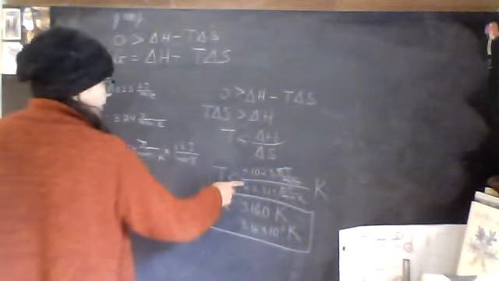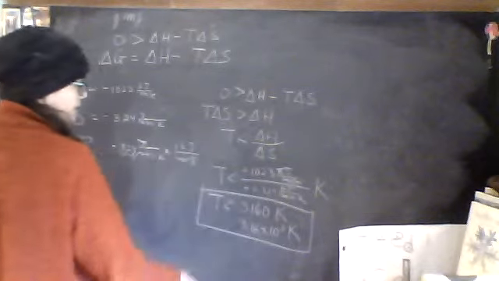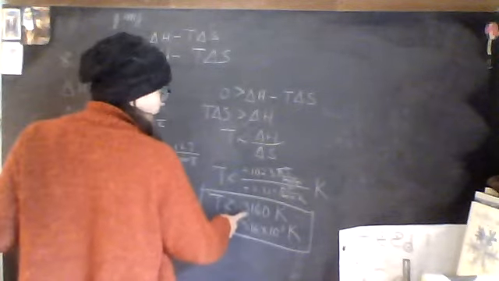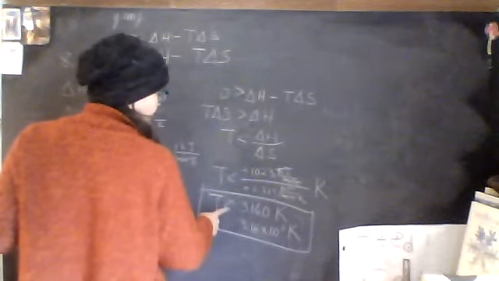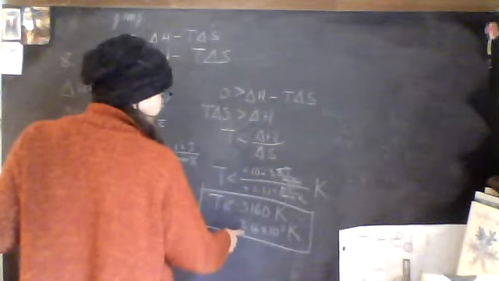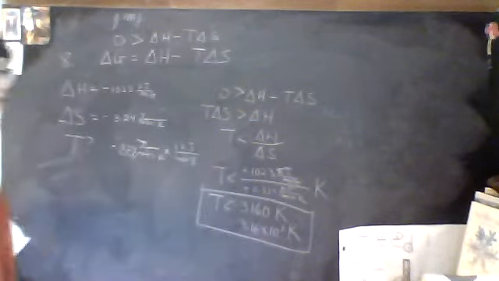When we do the division, we want to have 3 significant digits. So we end up with 3,160 degrees Kelvin. The temperature has to be less than that. We can also express it as 3.16 times 10 to the third degrees Kelvin.